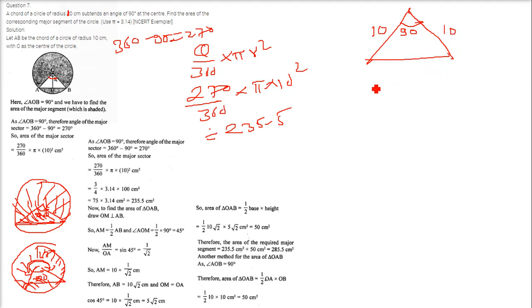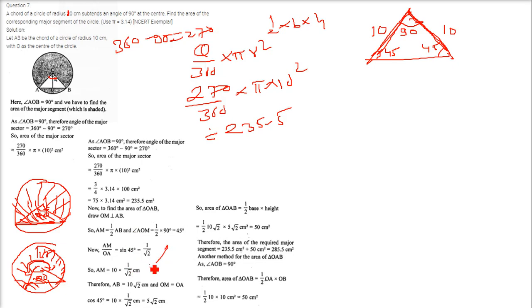Because in order to find the area of the triangle, we need half into base into altitude. This is what the area will tell us. See, this is 90 degree. So if I take this 90 degree, this will be 45 degree. Why? Because these two sides are equal. So in order to get this side, or you can say half into base into altitude, this we already know.